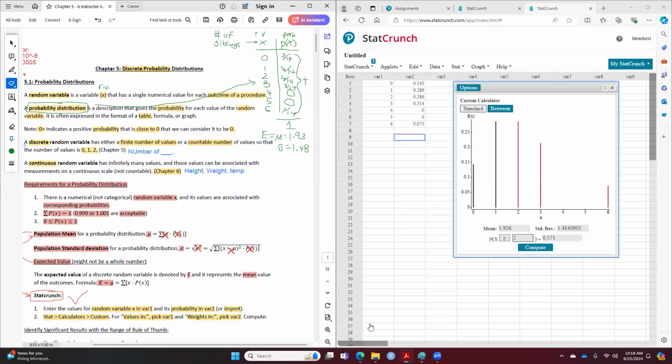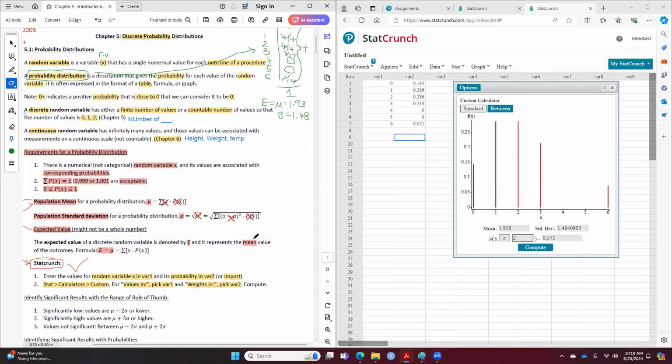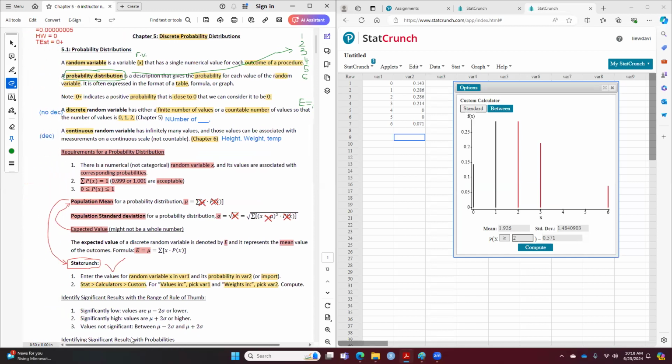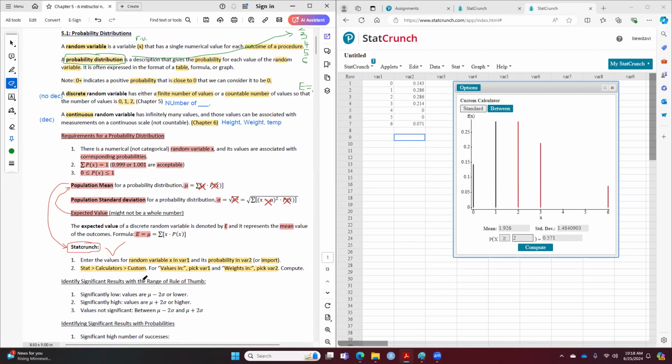All right, so that is how we find your mean and your standard deviation using StatCrunch here. And once you find the population mean and the population standard deviation, we can use the range rule of thumb that you guys are familiar with.